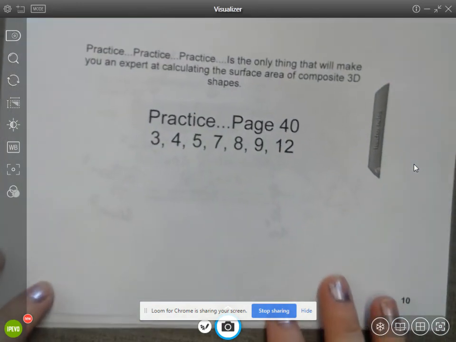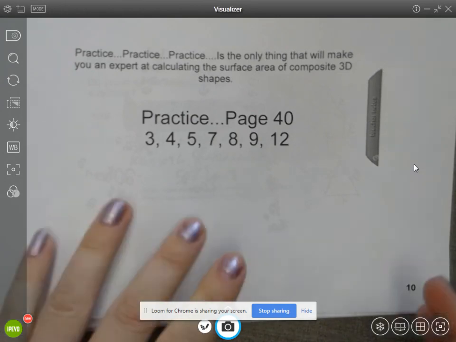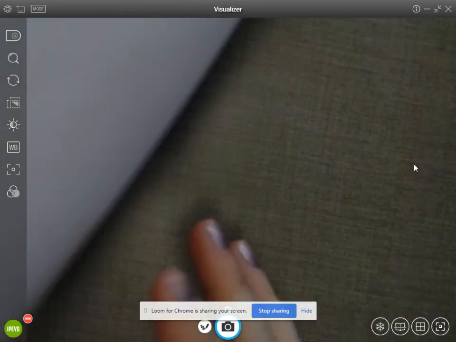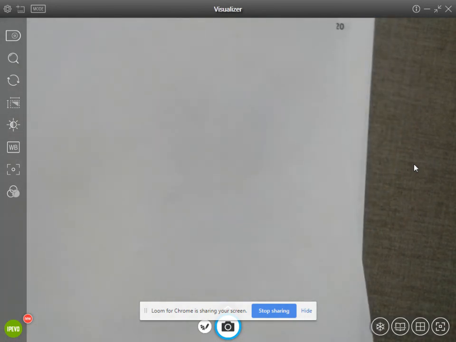So practice, practice, practice. It is the only thing that will make you an expert at calculating the surface area of composite 3D shapes. Let me know if you have any questions, if anything comes up that you are unsure of, or if you need more examples or details.